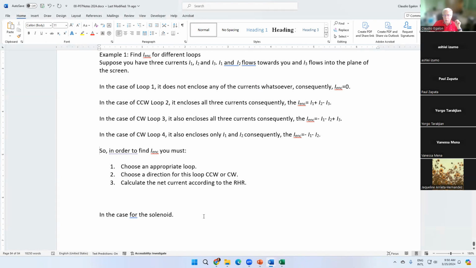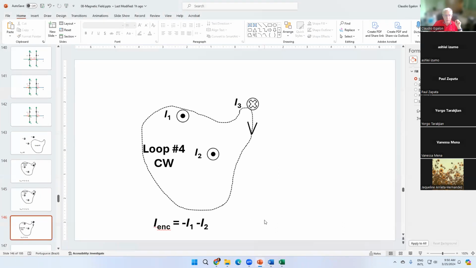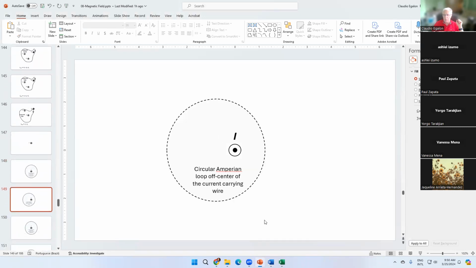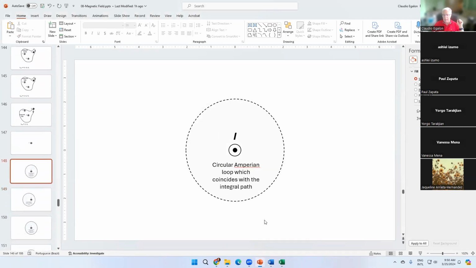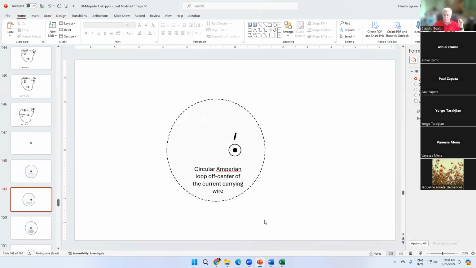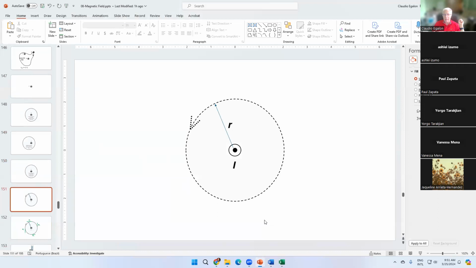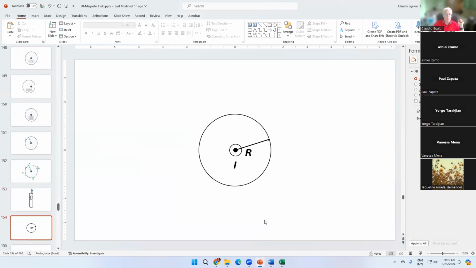Let's do another example. It's a little bit more difficult. Oh, by the way, the Amperian loop coincides with the integral path, right? With the path. A circular loop off center of the current carrying wire, you cannot solve a problem like that. They must coincide, and here we go, with the magnetic fields.